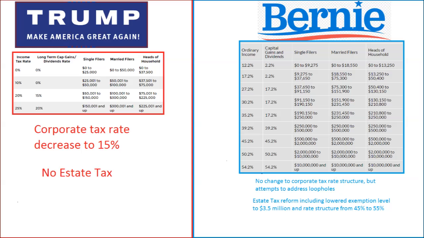When it comes to corporate taxes, Sanders doesn't seem to have any desire to change the current bracket structure as it is, but he does have a lot of ideas on how to keep corporations from avoiding their taxes. When it comes to the estate tax, Sanders wants to increase it most of all, and he wants to lower the minimum exemption level from $5.4 million to $3.5 million.